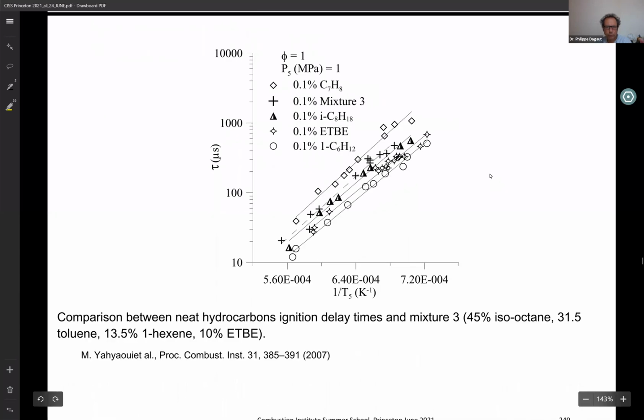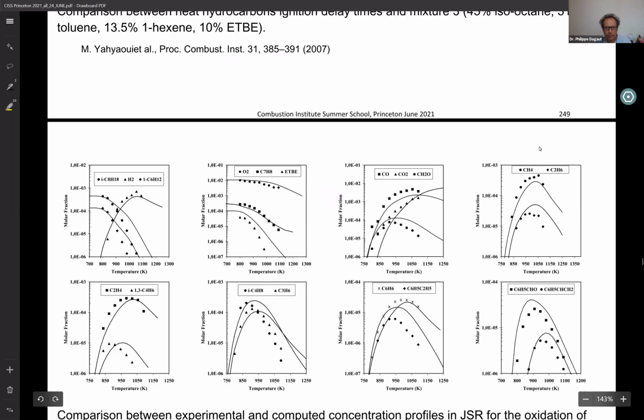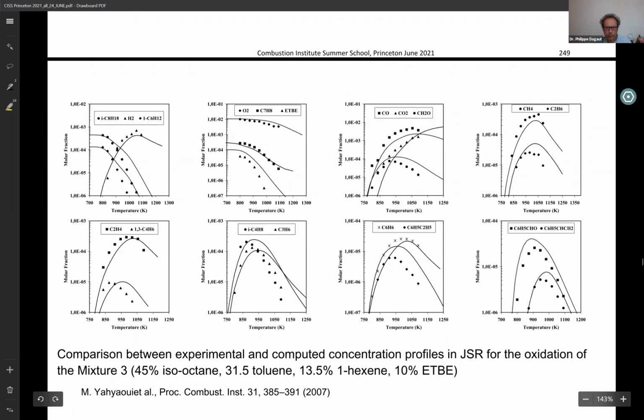So the kinetic model can represent the ignition of these different fuels, and we can test it against concentration profiles obtained by oxidation of these fuel mixtures composed of isooctane, toluene, hexene, and ETBE, obtained in a jet reactor.